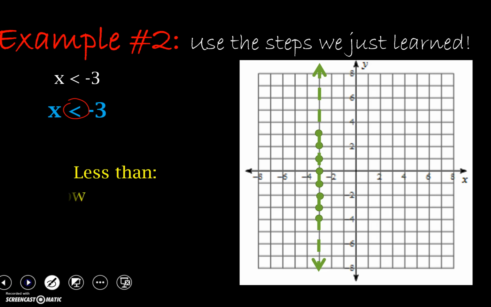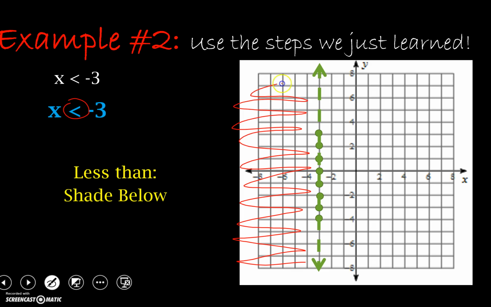Now I have to decide, am I shading above or below? Since it's a less than sign, that means I'm going to be shading below. But what does that mean with a vertical line? Well, for these, we're really going to be looking now at the x values. On the right side is a lot of positives. On the left-hand side, though, we have all our negatives. So all of our answers here are going to be the solutions to here on the left-hand side of this line.